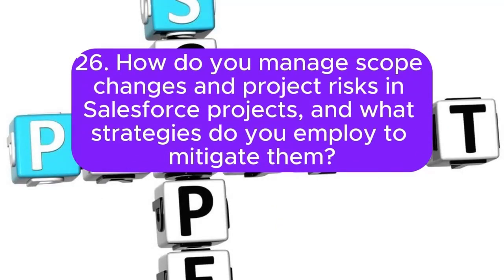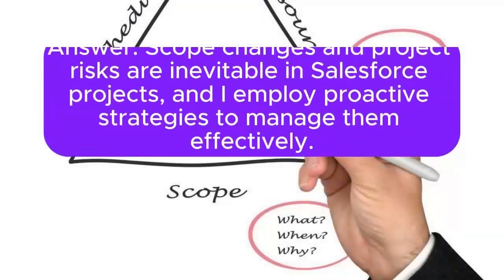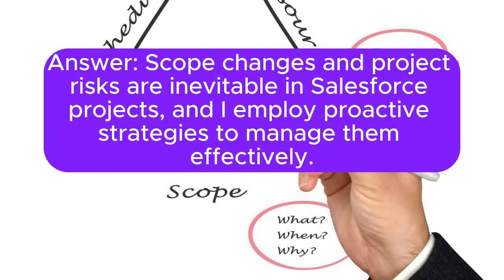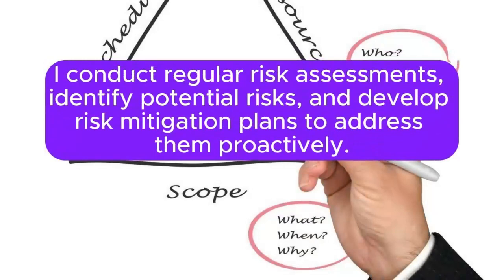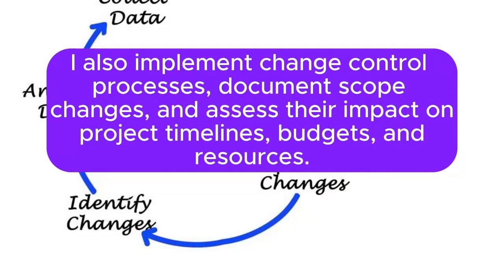26. How do you manage scope changes and project risks in Salesforce projects, and what strategies do you employ to mitigate them? Answer: Scope changes and project risks are inevitable in Salesforce projects, and I employ proactive strategies to manage them effectively. I conduct regular risk assessments, identify potential risks, and develop risk mitigation plans to address them proactively. I also implement change control processes, document scope changes, and assess their impact on project timelines, budgets, and resources.